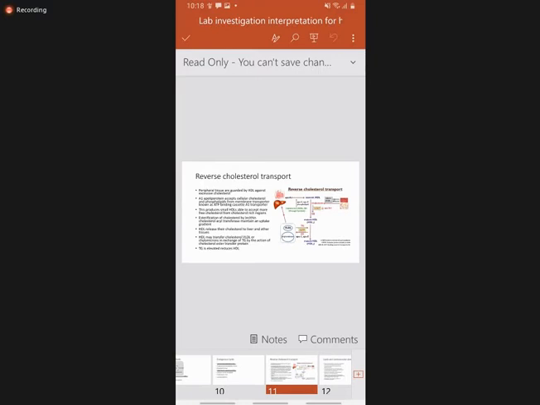So triglyceride level is elevated. When the triglyceride level is elevated, it reduces the HDL level, and it is very harmful for the patient's health. So it is all about the HDL.